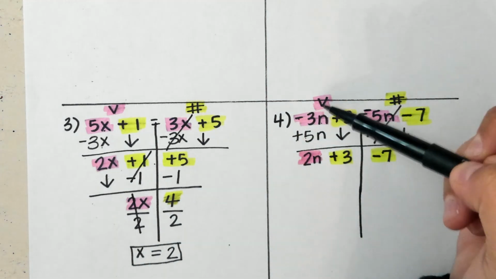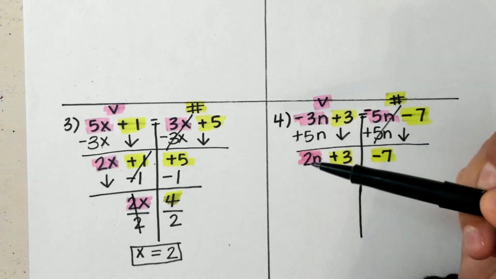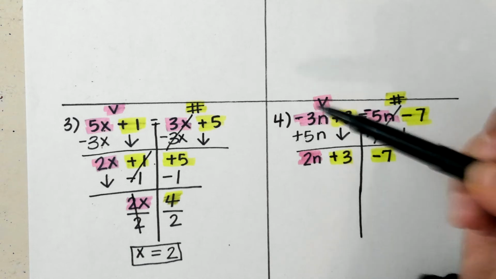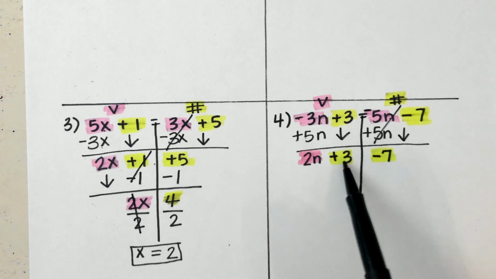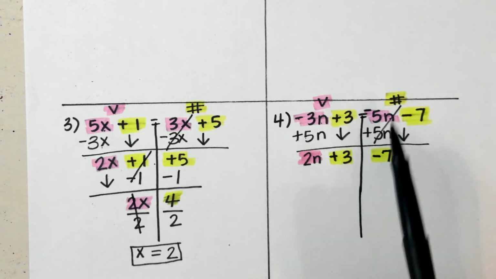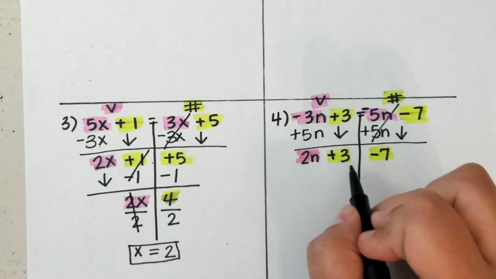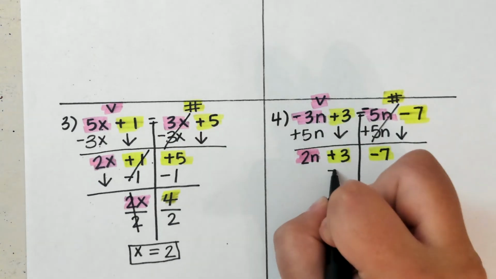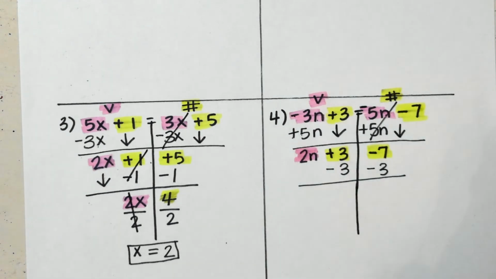Now I've got all of my variables underneath the variable side. Notice I only have pink on the left side and it's under the pink variable side. Now my numbers, the ones that do not have variables, those are on two different sides. They need to all be underneath the number side. So I want to move my +3 over to the other side. So the opposite of a +3 is a -3.